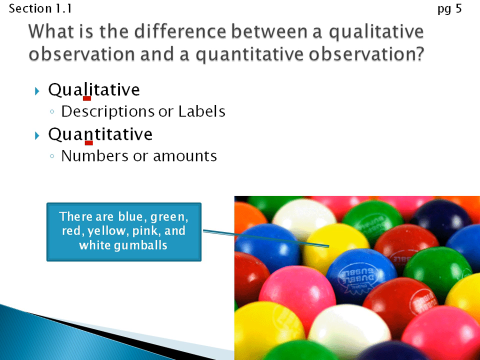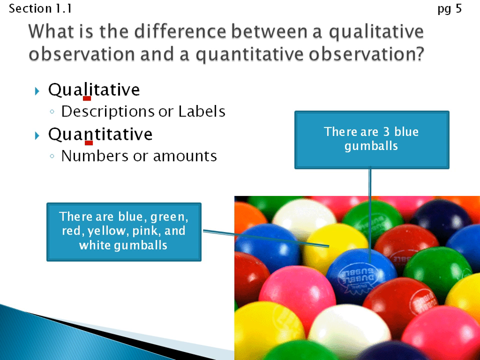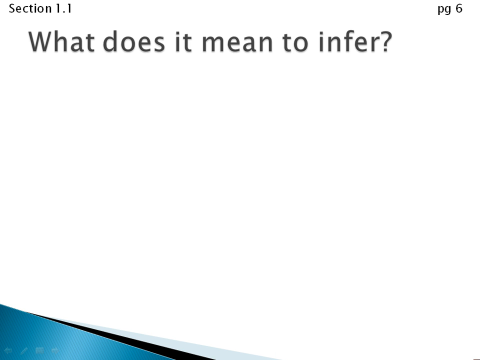Well, if we look for a quantitative observation, that's one with numbers, we can see that there are 3 blue gumballs in the picture. Moving on to the next topic, what does it mean to infer?